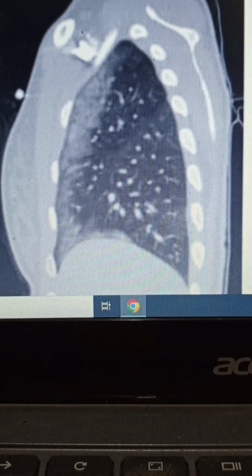Remember, a non-lobular infiltrate on X-ray or CT scan, whenever you see it, you should be suspecting pulmonary contusion.